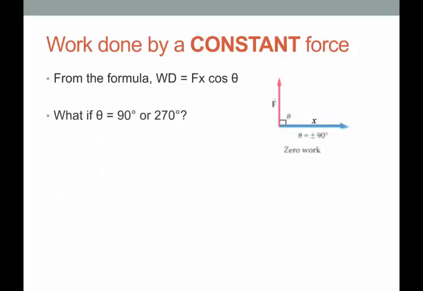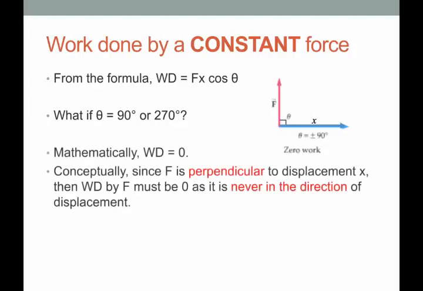What if it's equal to 90 degrees or 270 degrees? According to the definition, when angle theta equals 90 degrees, cosine 90 is equal to 0. Therefore, the work done is 0. Conceptually, since F is perpendicular to displacement x, the work done by F must be 0, as it is never in the direction of the displacement.